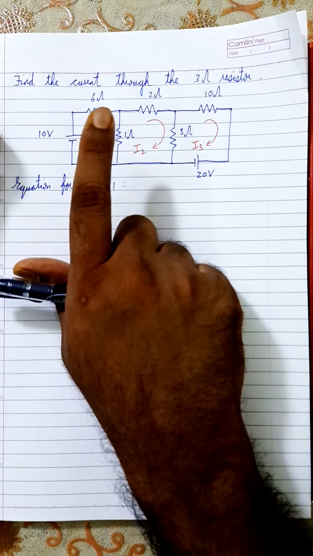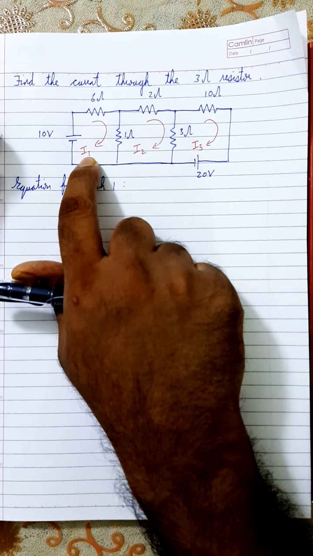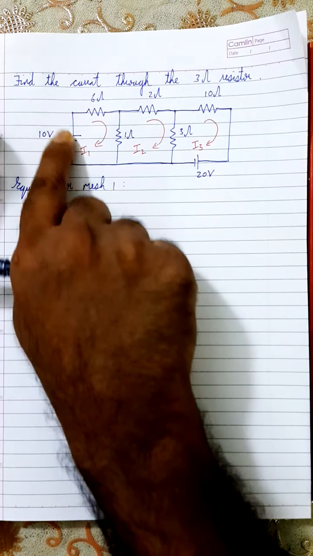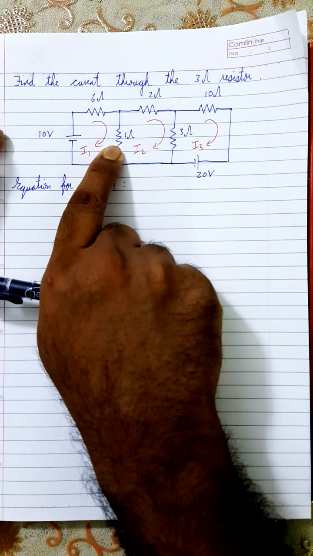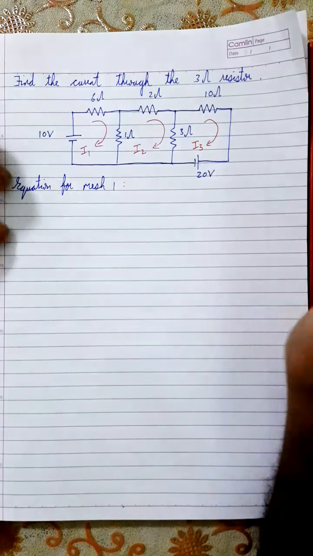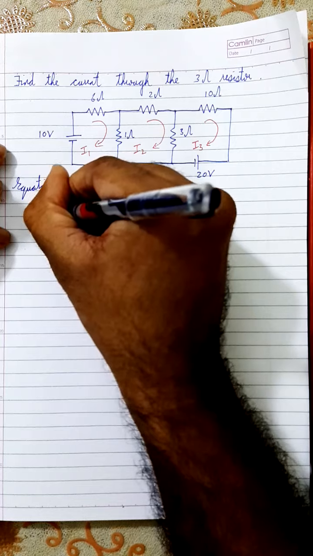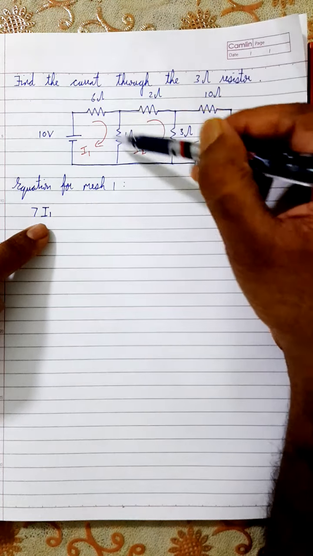First, I will see whichever resistors or elements this current touches. So this current touches, right? It goes like this. So this current touches this 6 ohm resistor and this 1 ohm resistor. So 6 plus 1, 7. Therefore the coefficient of I1 is 7. 7 I1. See, that's how I got 7, because it touches these two resistors.